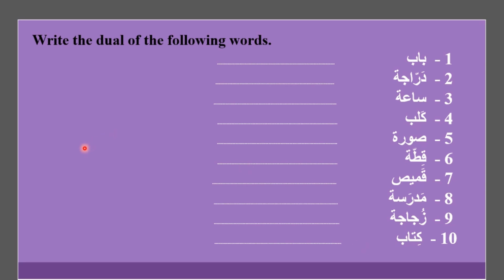Right? Now, to practice this, try to find other words and try to apply the dual form to them. And don't forget, if the word is feminine, you have to change the feminine mark into a normal ta, and you have to pronounce it as a normal ta.